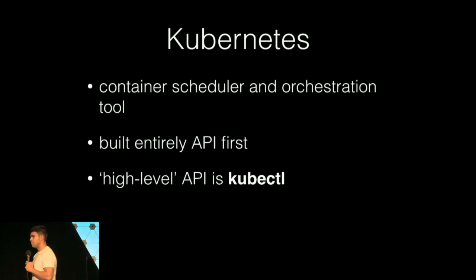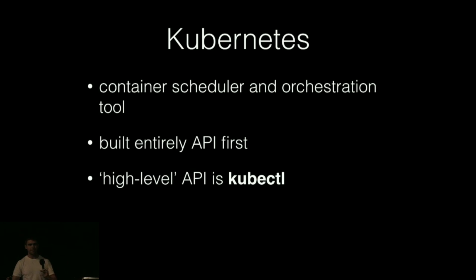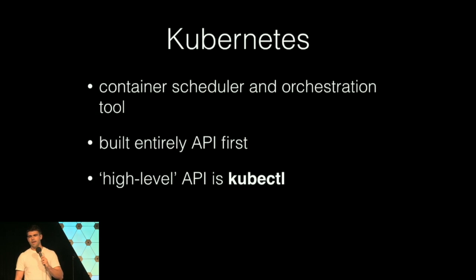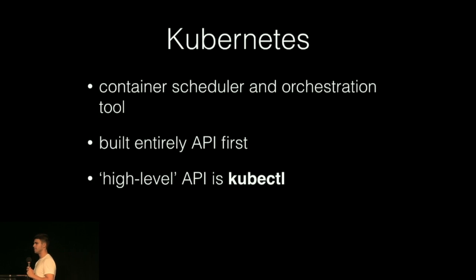For those of you unfamiliar, Kubernetes is a container scheduler and orchestration tool. And what that means is, say you have a bunch of instances or a bunch of computers that you want to run a particular service on, Kubernetes will help figure out which computers should run which versions of your program. And while that in itself is cool, perhaps the coolest thing that's actually allowed Kubernetes to burgeon as a new ecosystem is the fact that it's built entirely API first.